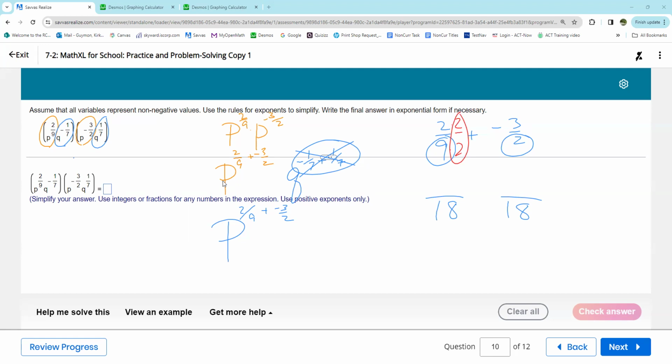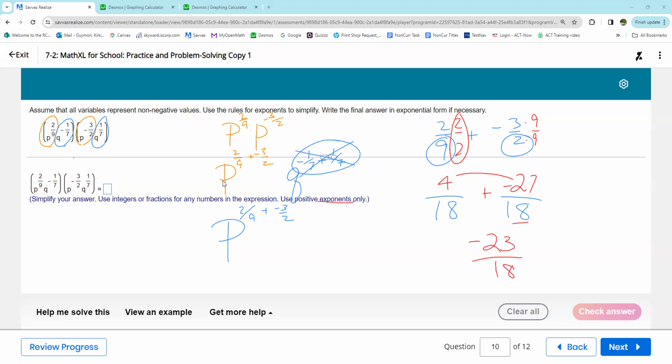Anything multiplied by 1 doesn't change the value. It's the whole idea here. And then over here, multiply by a 9 over a 9 to get this common denominator of 18. -3 times the 9, -27. Add those two together. I am seeing a -23/18. Feels kind of gross.